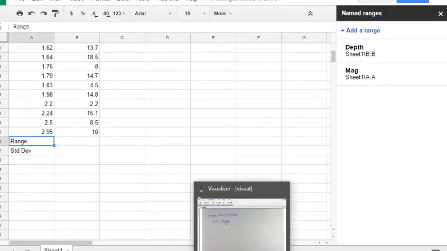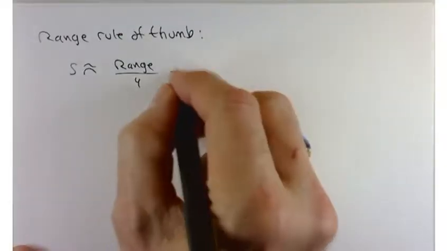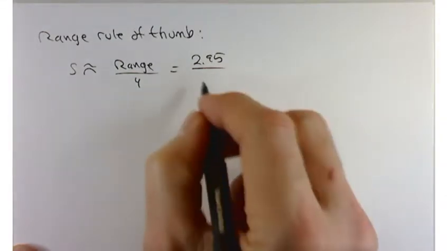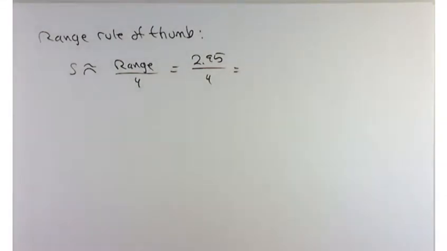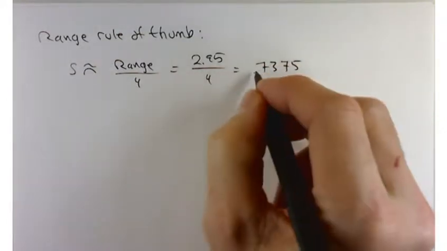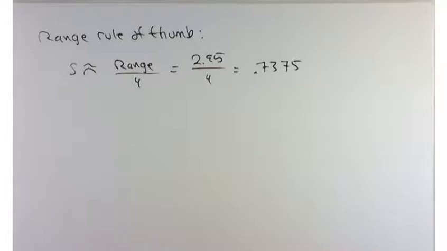And back here, the range in this case is 2.95 divided by 4. This is going to be a little bit less than 0.75. 2.95 divided by 4 is 0.7375 for our estimate of the standard deviation. Let's see how that actually compares to the true value if you actually calculate it from our data set.